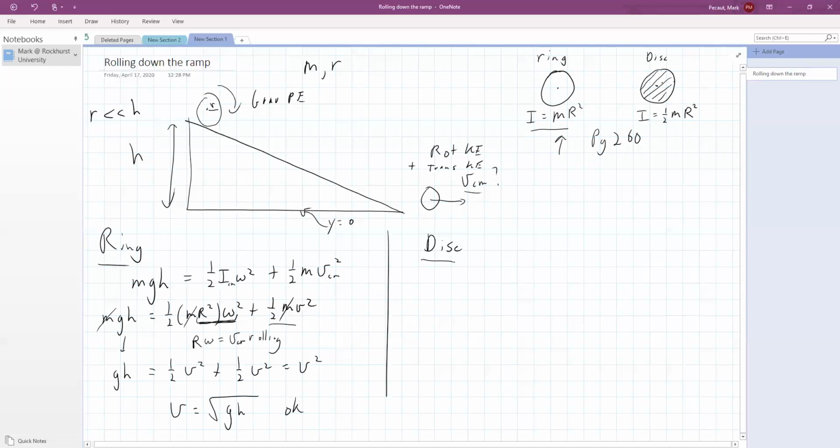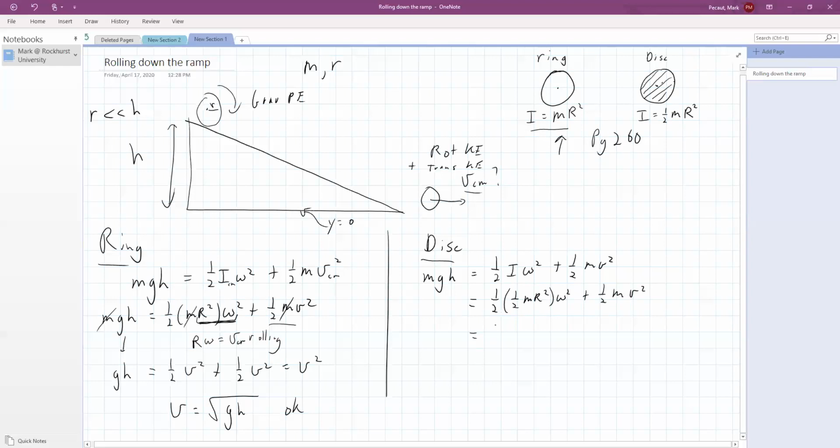Now let's do it again for the disk. So we're still converting gravitational potential energy into rotational plus translational kinetic energy. So I'll write that out. And then let me put in the moment of inertia there. So that's going to be 1/2 times 1/2 mr squared. And again, it's multiplied by omega squared. And we're going to do our same trick on that term that we did before.